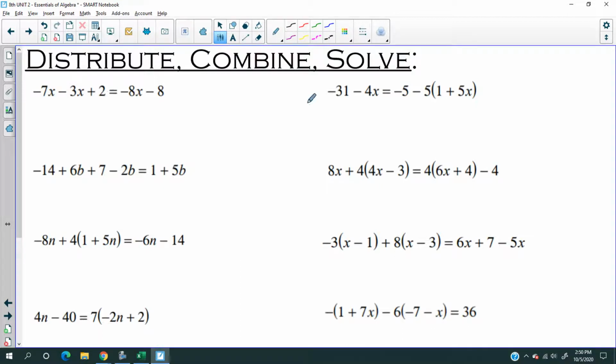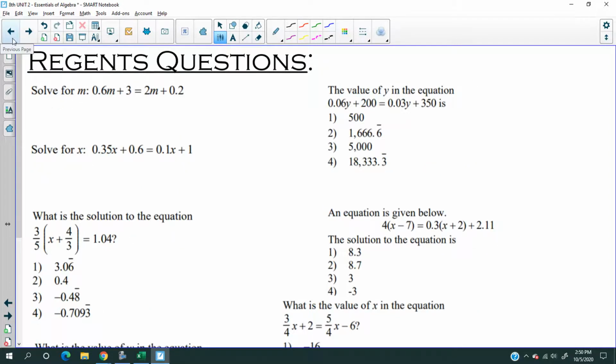So we've got to combine, right? Look, this one you've got to distribute. Here you've got to combine, and so on and so forth. Here, look, you've got to double distribute, right? A double rainbow. So let's do a few of these together. And then let's see, we should do the regions questions tomorrow.